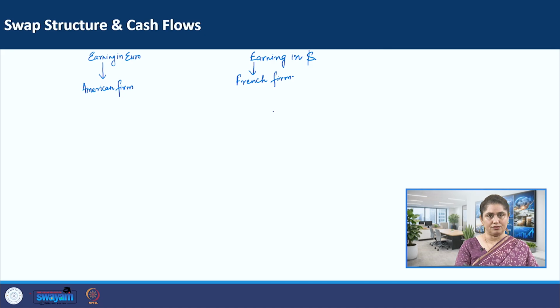Now, in order to hedge, as per the matching principle, what they should do? The French firm should raise a dollar liability. So, whatever earnings they will get from the dollar will be used to service the dollar liability. Similarly, American firm should raise a euro liability, that is a euro loan. Whatever earning that they get from euro should be used to service the euro loan. Now, in this way, they both don't have to convert the euro into USD or dollar into euro. It will come from one place and go to the other place.